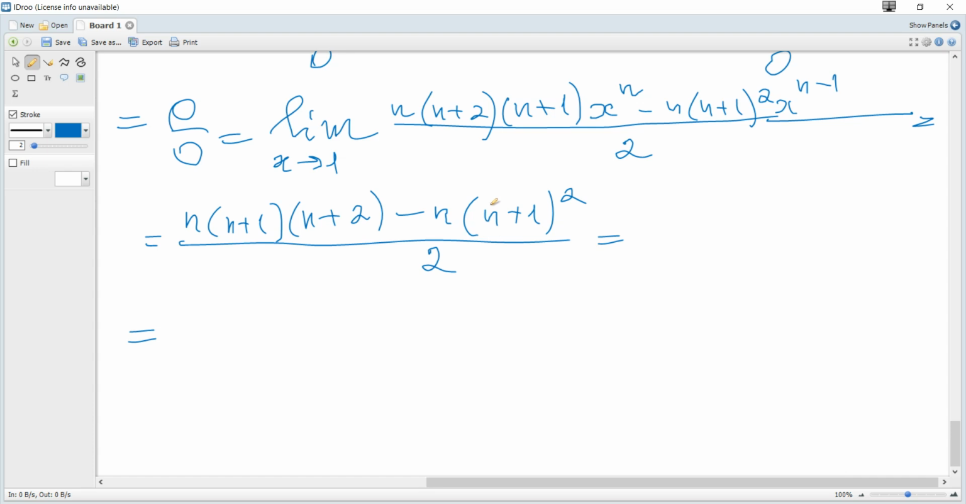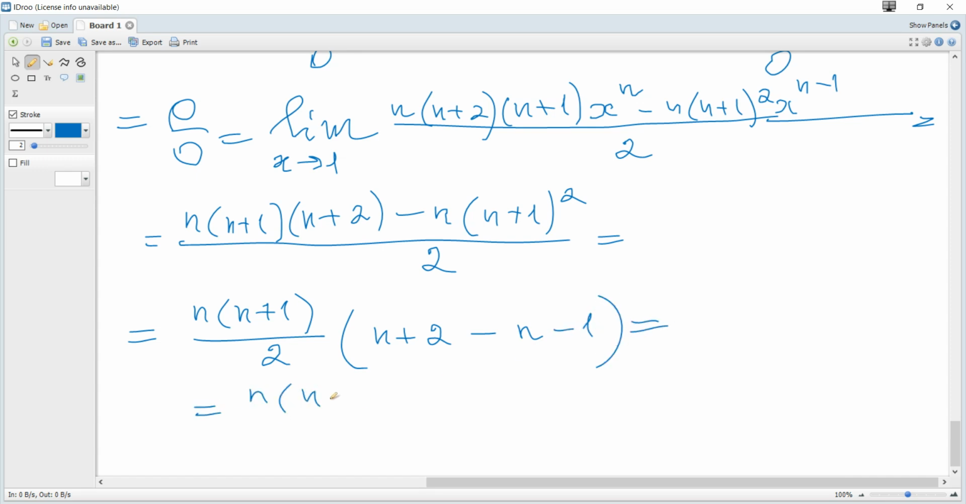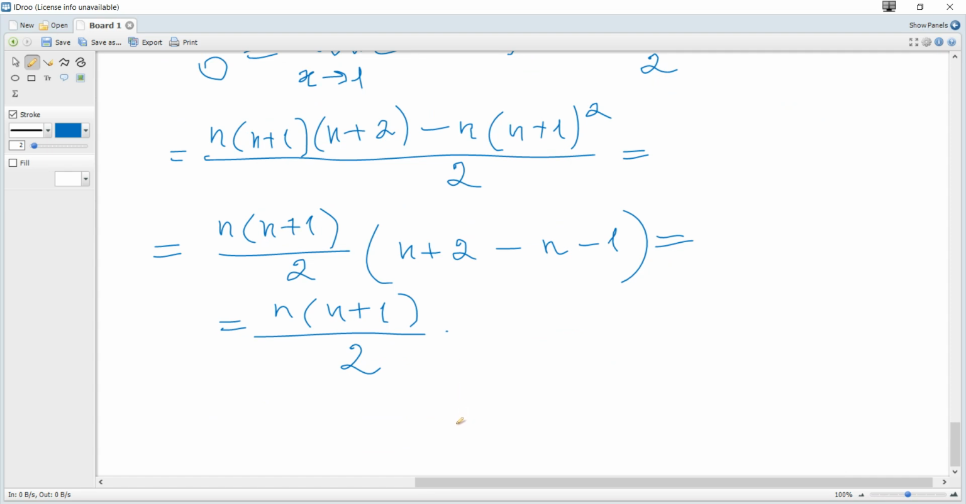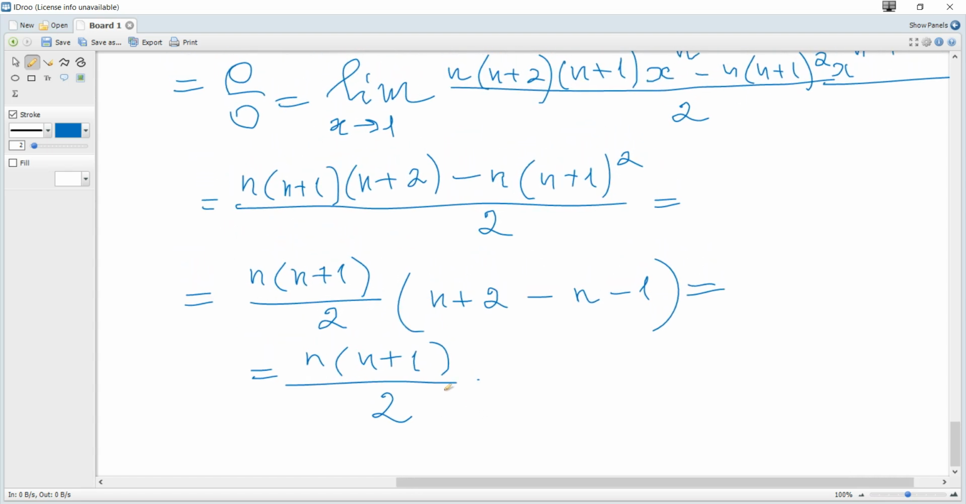And we can see that it's not 0 over 0, so we can calculate it, and we can factor out n and n plus 1, and it becomes n plus 1 multiplied by n plus 2 minus n plus 1 in parentheses, or minus n minus 1, so it becomes n plus 1 multiplied by 1 and divided by 2, and we can see that we get the result as required. And that's all for this question.